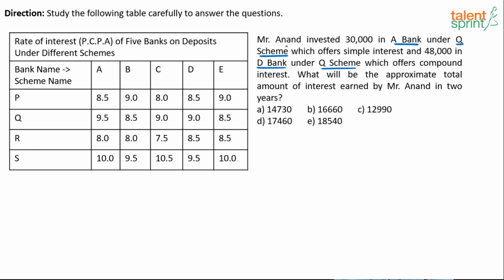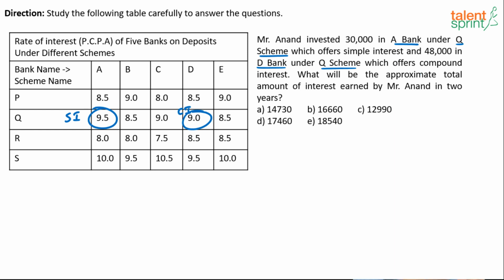So look at the question. Mr. Anand invested 30,000 in A bank under Q scheme. A bank and Q scheme is this 9.5% per annum, right? Which offers simple interest. So this is a simple interest case, right? And 48,000 in D bank under Q scheme. D bank and Q scheme is 9% per annum, which offers compound interest. Now this is a compound interest case, right? What will be the approximate total amount of interest earned by Mr. Anand in 2 years?